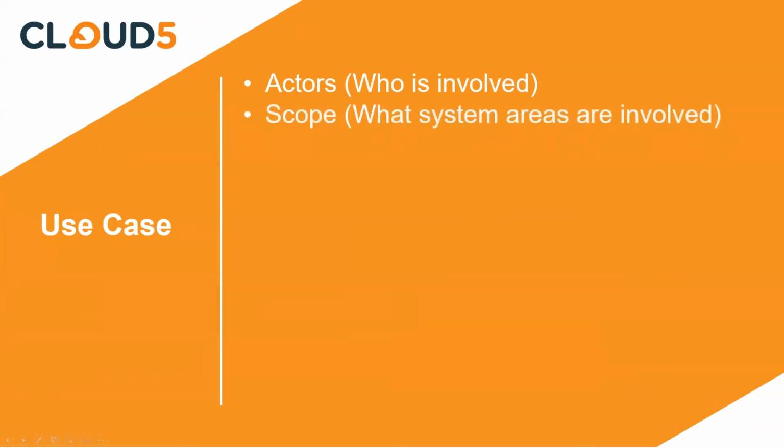Number two, what is the scope? Is it only applicable to this subsystem? Am I only dealing with the marketing department in real life? Am I dealing with the logistics department? Am I dealing with the product inventory department? Who am I dealing with? What system areas are involved? Number three, the brief. Give me a high level. Give me a couple of sentences telling me what this functionality is achieving?